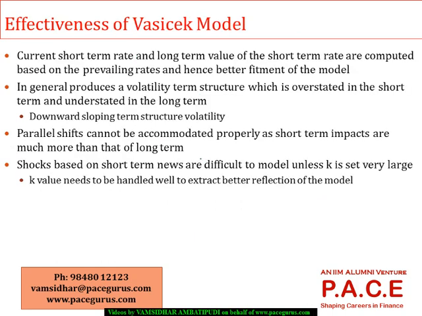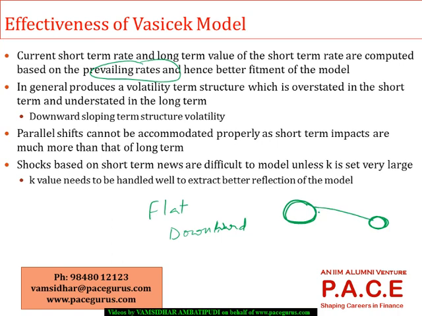And looking at how good the Vasicek model is for modeling the interest rates, a couple of very good advantages we see: whatever rates are getting created are modeled based on the prevailing rates itself, which means the model fitment is good enough. But the good thing is the volatility: instead of generating a flat volatility structure, it generates a downward sloping volatility structure, which means in the initial periods the volatility could be much higher, but as time progresses, the volatility will come down. So it could be said that in the initial periods the volatility is overstated, whereas in the longer term the volatility is understated.